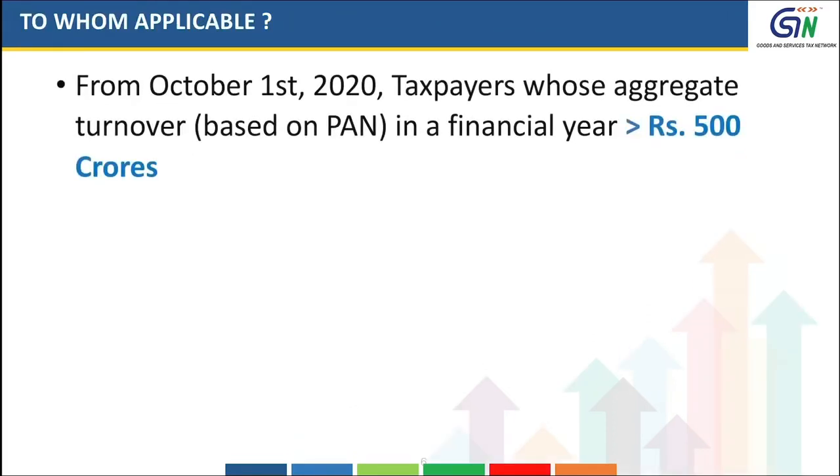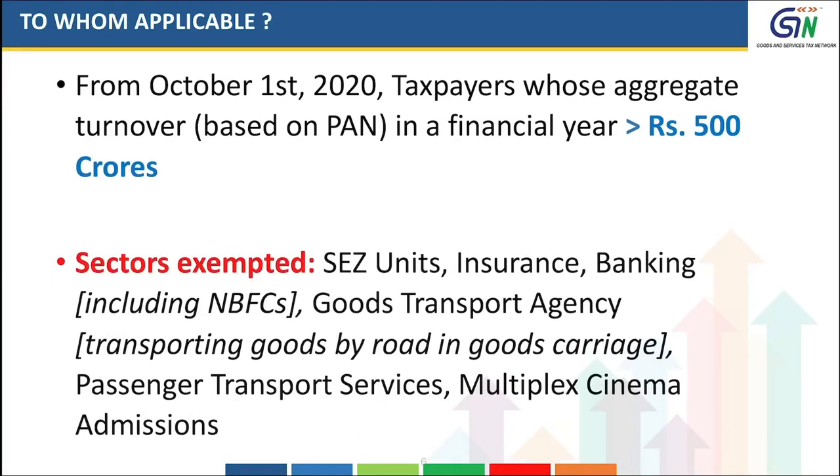To whom is e-invoicing applicable? From October 1st, 2020, for taxpayers whose aggregate turnover based on PAN in a financial year is more than Rs 500 crores, e-invoicing is applicable. And what are the sectors exempted?